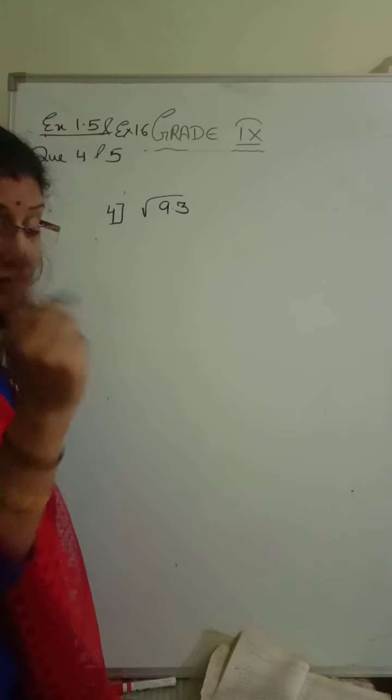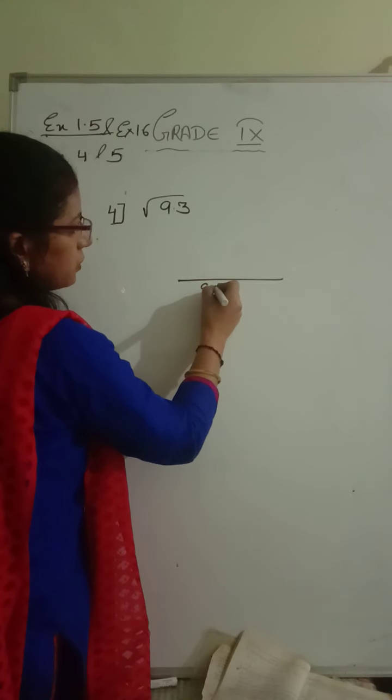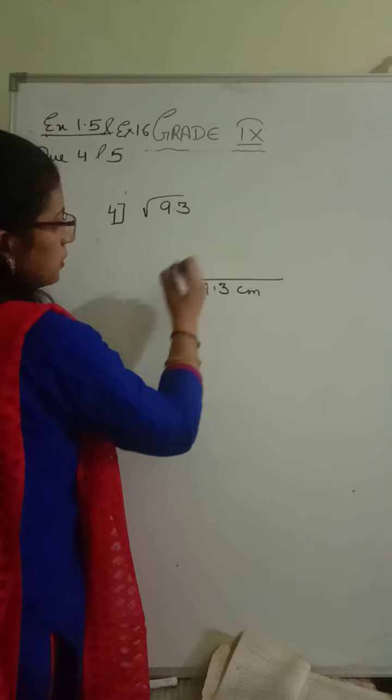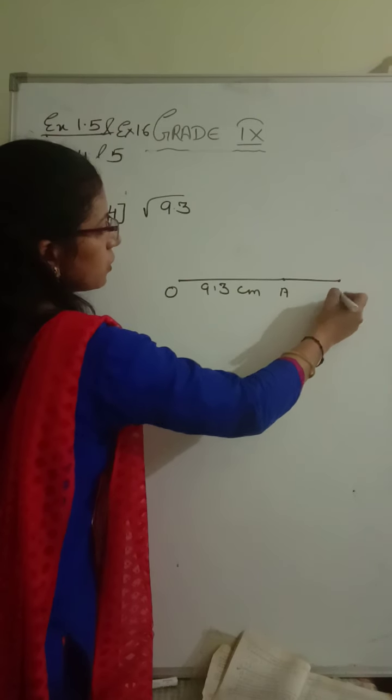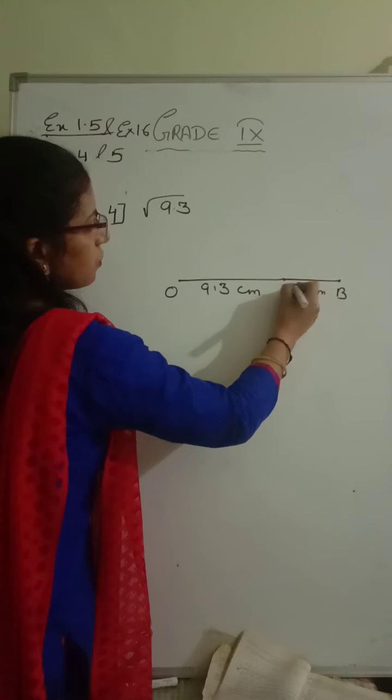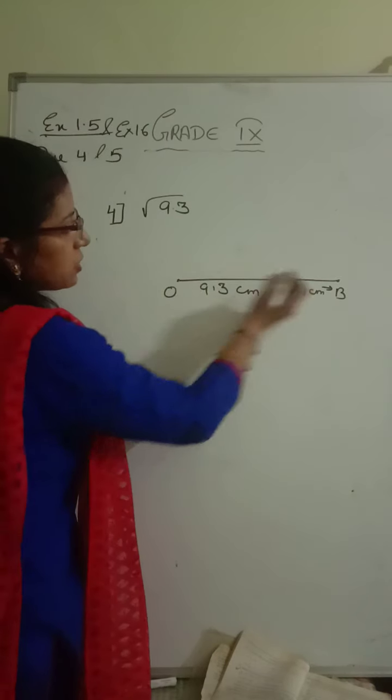I told you in the previous one, same like that what you will do. Draw a line of 9.3 centimeter. Then let us say this is OA, then draw 1 centimeter more. This is 1 centimeter more from here to here. Then what you have to do? You have to bisect OB.